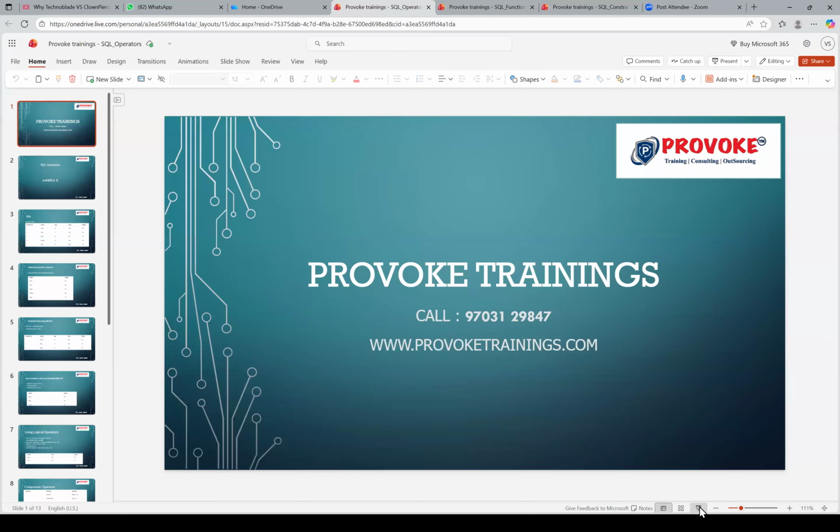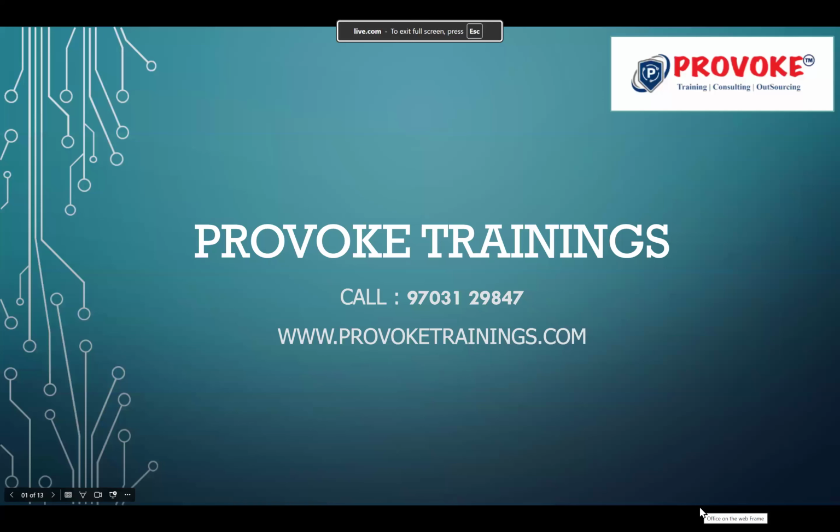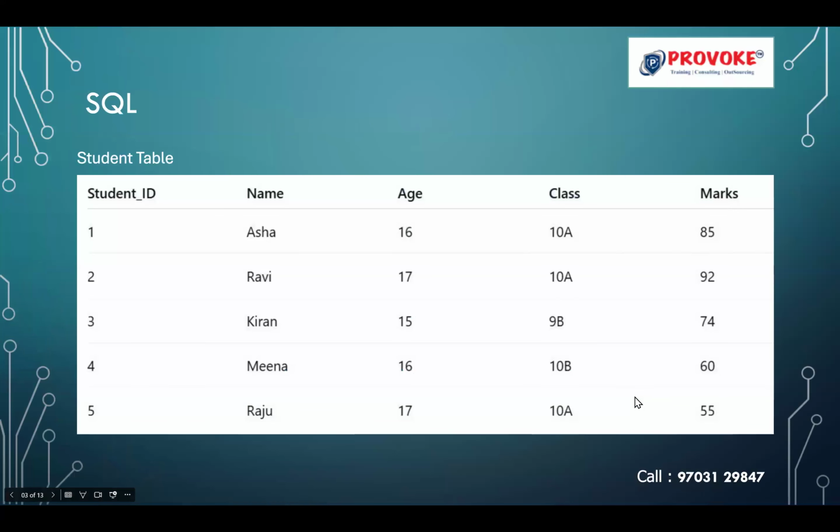So now we are going to learn about SQL operators. For example, this is the student table. I have name column, age, class, and marks. So I'm going to have the set of names, age, class, marks. These are the columns and rows I have inserted in this table.